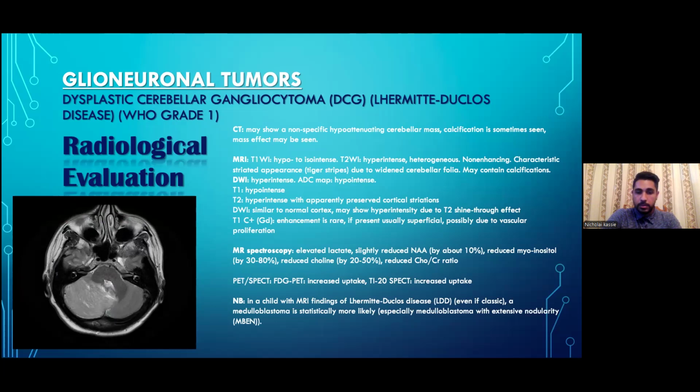On the T1 C plus gadolinium, enhancement is rare. If present, usually superficial, possibly due to vascular proliferation. Sometimes spectroscopy can be done, which will show elevated lactate, slightly reduced NAA, reduced myoinositol levels by 30 to 80%, and reduced choline or reduced choline creatinine ratio. PET and SPECT scans can be done as well, which show increased uptake, and thallium-201 SPECT can show increased uptake. Of note, in a child with the MRI findings of, let's say, Lhermitte-Duclos disease, even if classic, a medulloblastoma is statistically more likely, especially medulloblastoma with extensive nodularity.